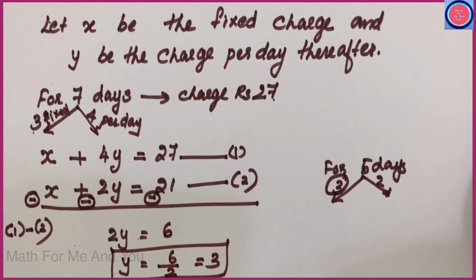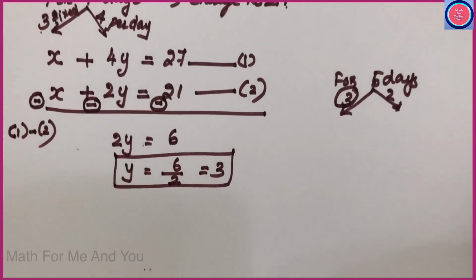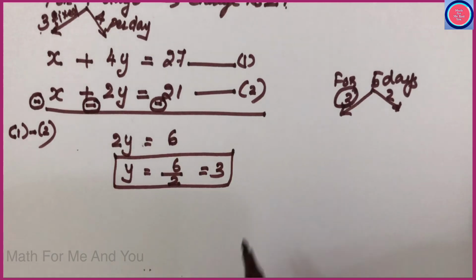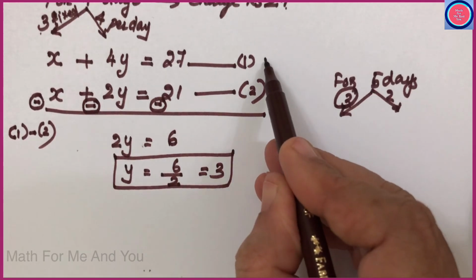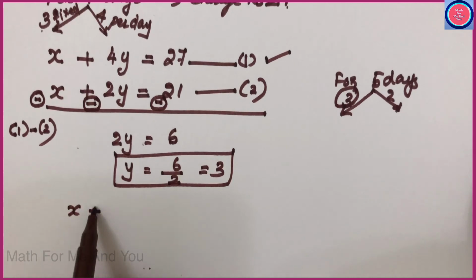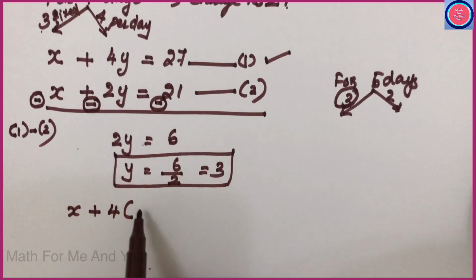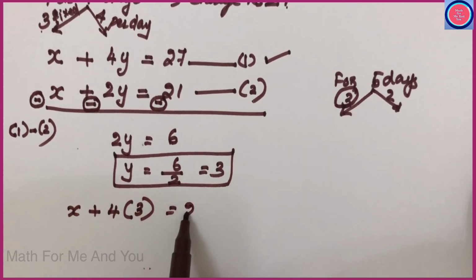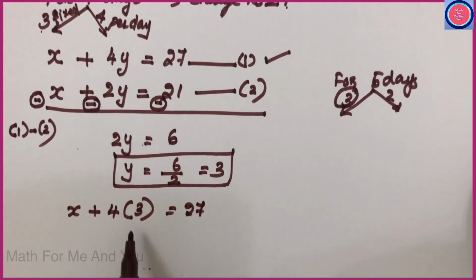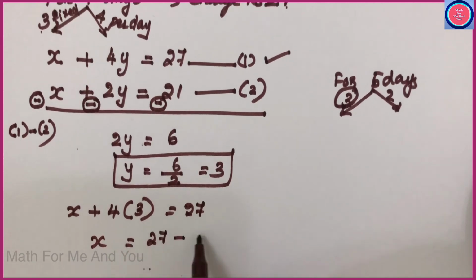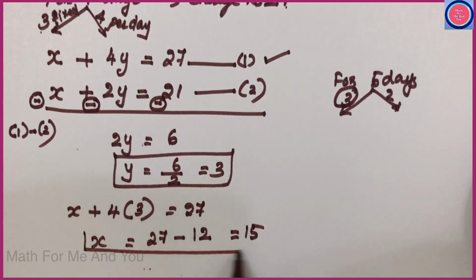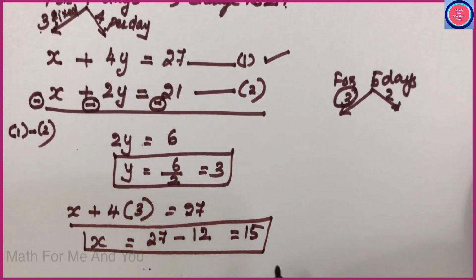What is y? Y is the charge per day. And now we can find the value of x by using y. Substitute in any of the equations. The simplest equation is equation number 1. I am selecting equation number 1. That is x plus 4 times 3 equals 27. What is 4 times 3? 12. We can move 12 to the right side. X equals 27 minus 12. How much is it? It is equal to 15. So we get x as 15.